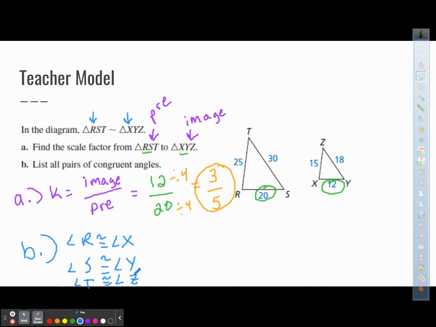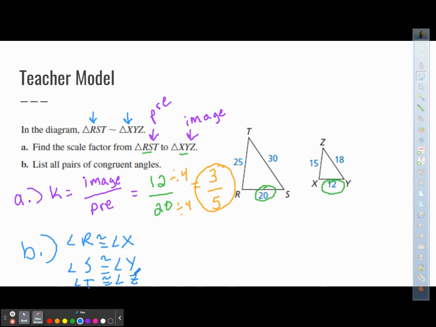Okay. Now, whenever you're doing the scale factor, I picked XY over RS. So I did 12 over 20 and got 3/5. What side does ZY correspond to? TS. So if I did 18 over 30, what would that reduce to? Well, it'll be 3/5. Well, I can divide them both by what? 6? 18 divided by 6 is 3. 30 divided by 6 is 5.